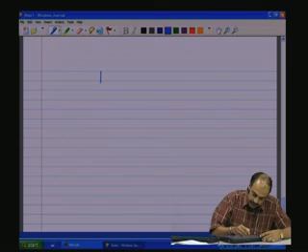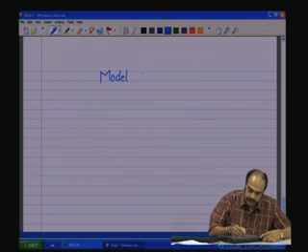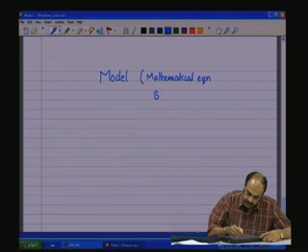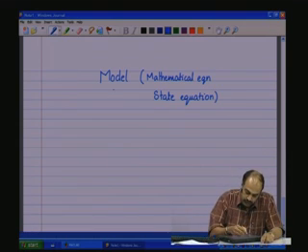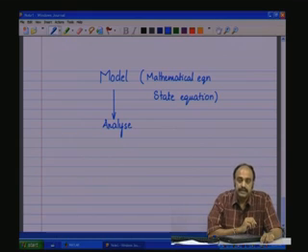So, now we have the model. The model is in the form of a mathematical equation, which is in our case the state equation. Now, with this model, we would like to now analyze the circuit.